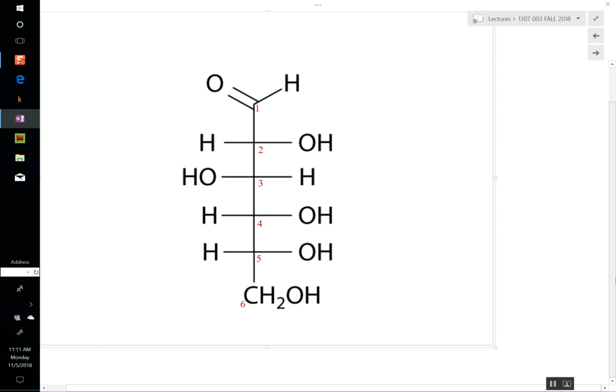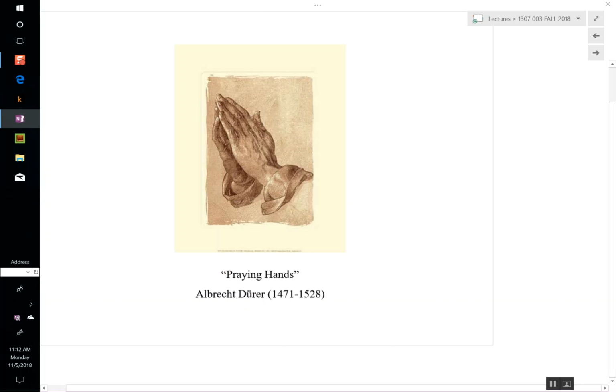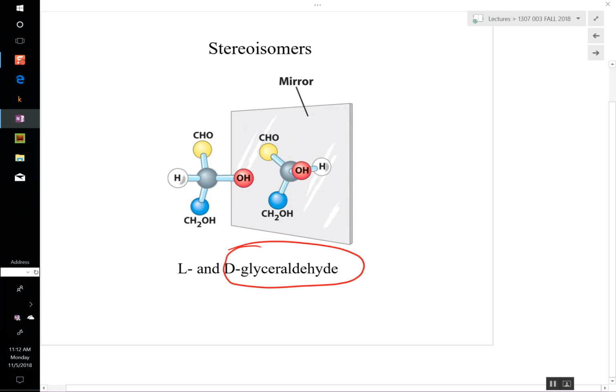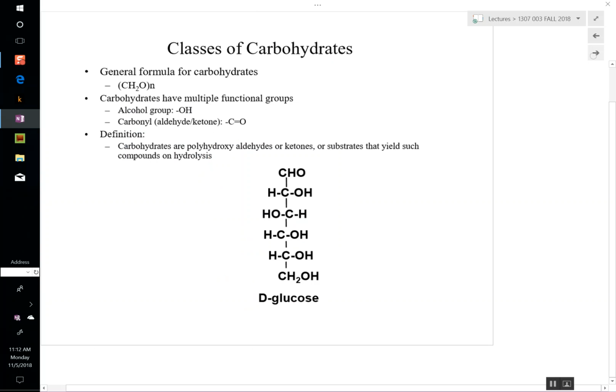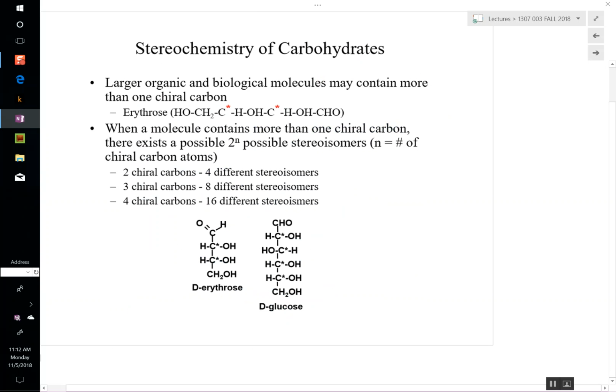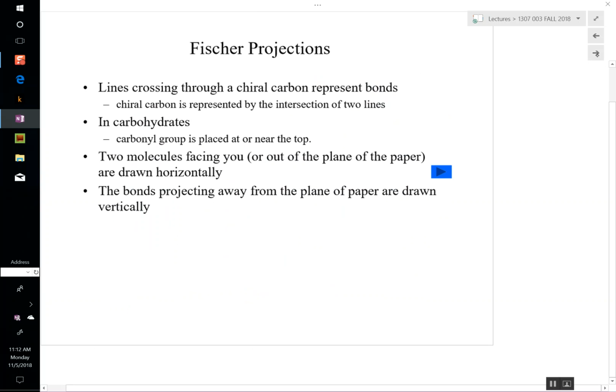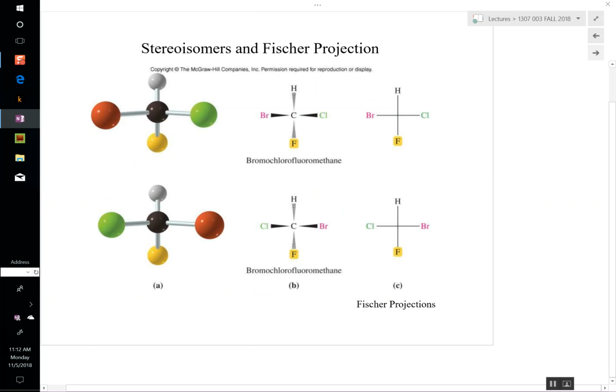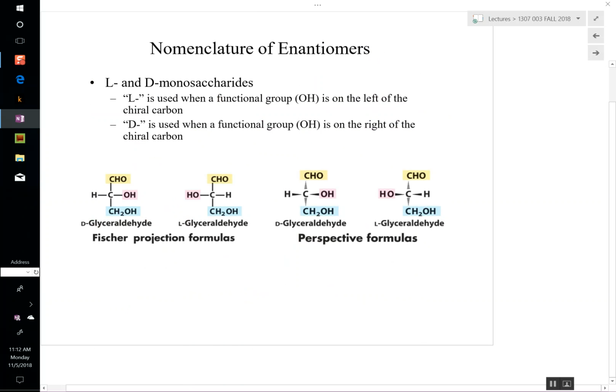This is glyceraldehyde. It's 3 carbons long. But it has a CH2OH at the bottom. The next carbon up has an OH and an H. And then it has the aldehyde at the top because it's only 3 carbons big. But glyceraldehyde, so the right and left hands are mirror images of each other. Let's just get over to glyceraldehyde. Fischer projections. So we're going to start talking about Fischer projections.